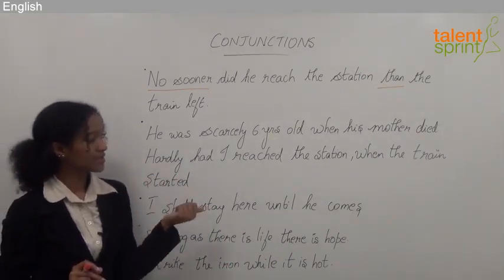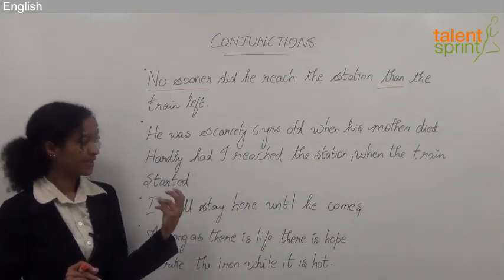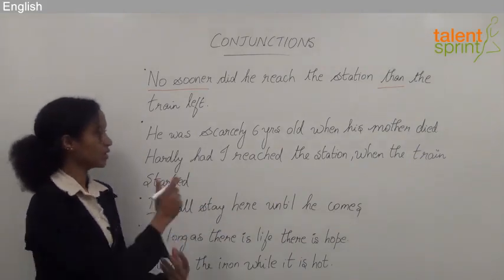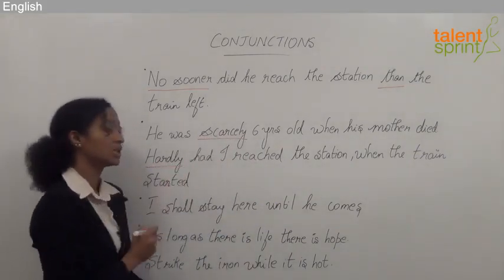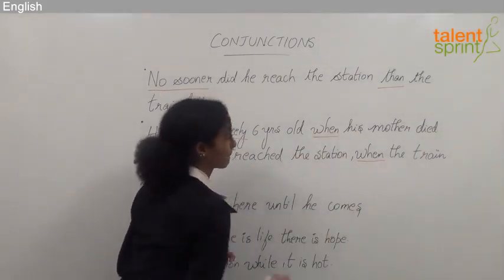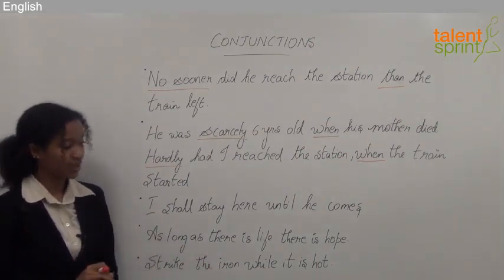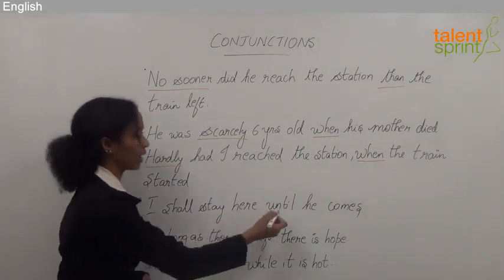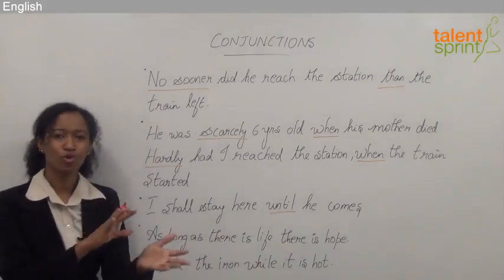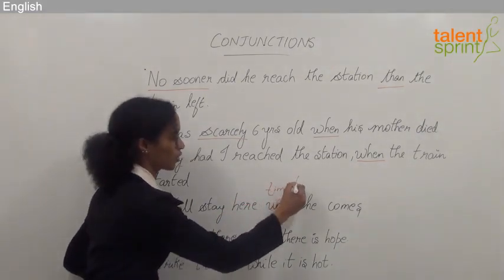Let's look at the second and the third one. He was scarcely 6 years old when his mother died. Hardly had I reached the station when the train started. So here, scarcely and hardly are always followed by when. Okay, let's move to the next one. I shall stay here until he comes. Now here, the conjunction until represents time before. So until always represents time before.